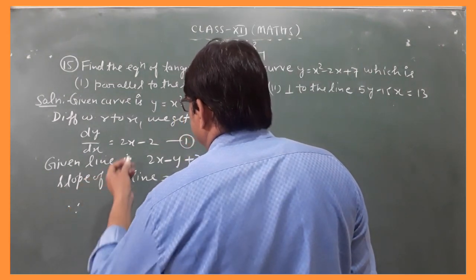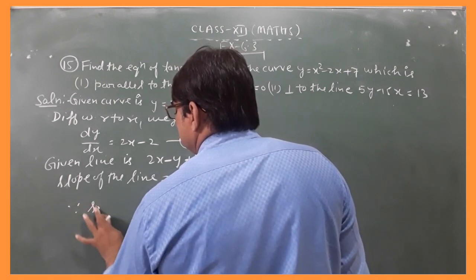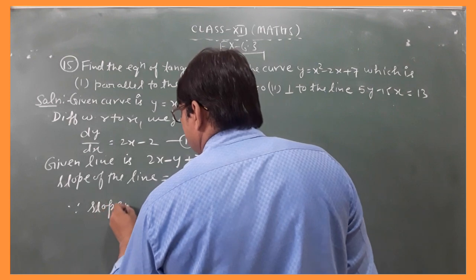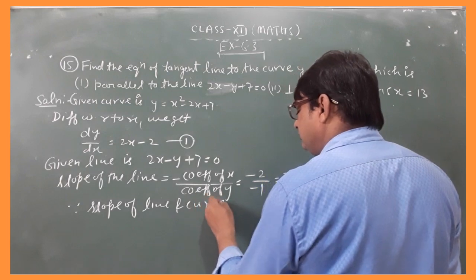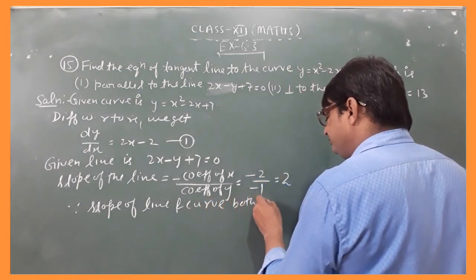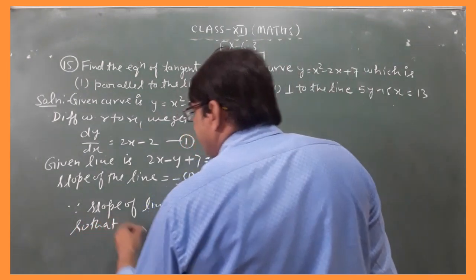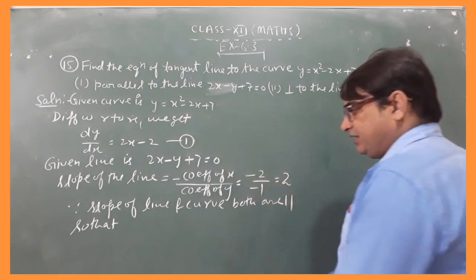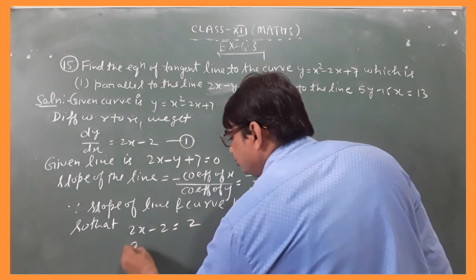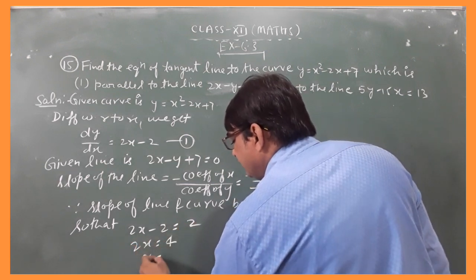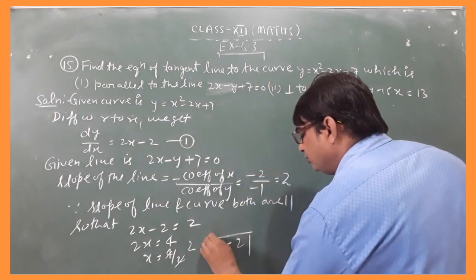Since the slope of the line and curve both are parallel, so what to do? Equate both slopes. So 2x minus 2 is equal to 2, 2x is equal to 4, x is equal to 4 by 2, means 2. It means what? x is equal to 2.